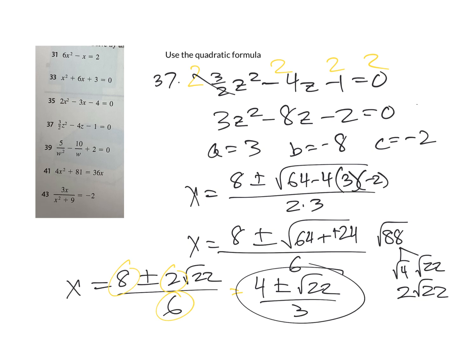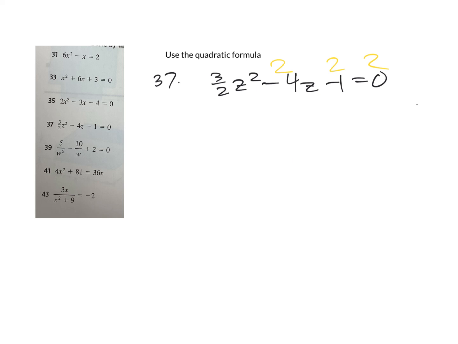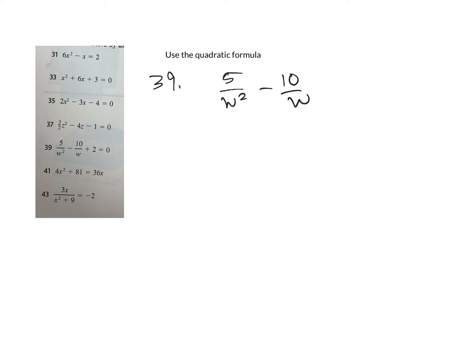Number 39. Let's see here. All right, 39. 5 over w squared minus 10 over w plus 2 equals 0. All right, well, this is ridiculous. Let's multiply by a common denominator. Let's multiply by w squared. And you'll see what happens here.